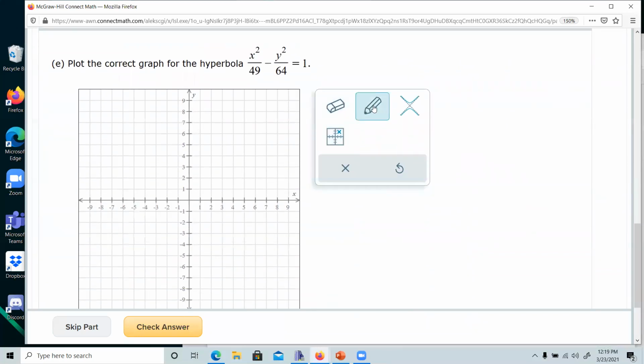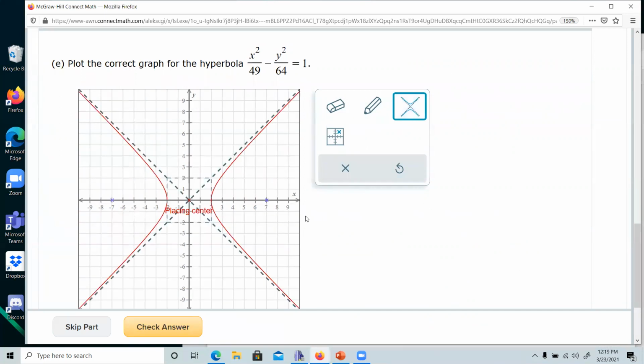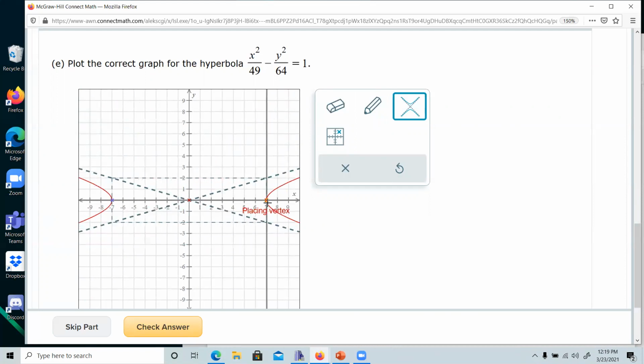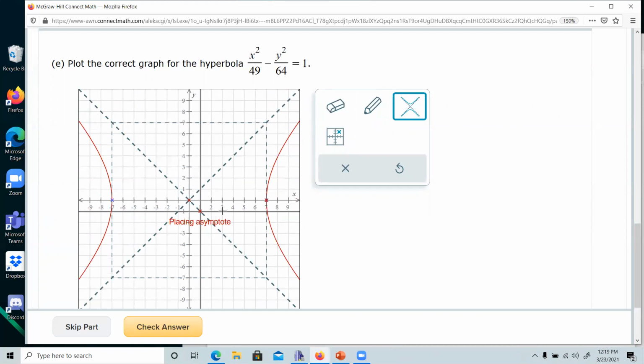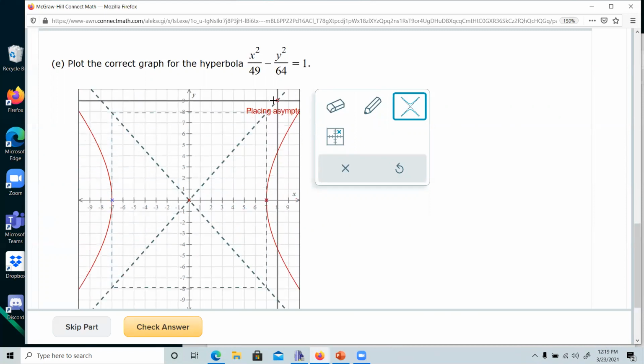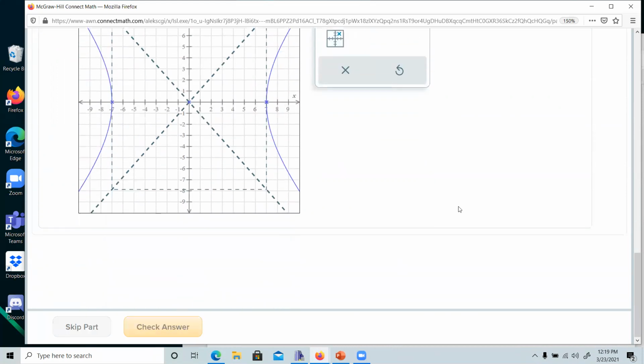Okay, so we'll go ahead and we will come up with a point here. 7, -7. And let's see, place the center, place the vertex, placing the asymptote. So when x is 7, then y is going to be 8. Yeah, I think we're good. All right, and that's all they wanted.